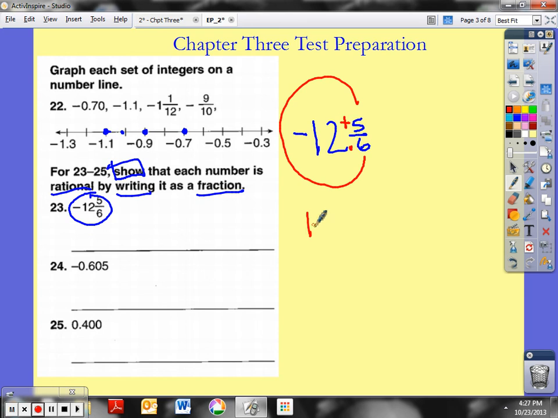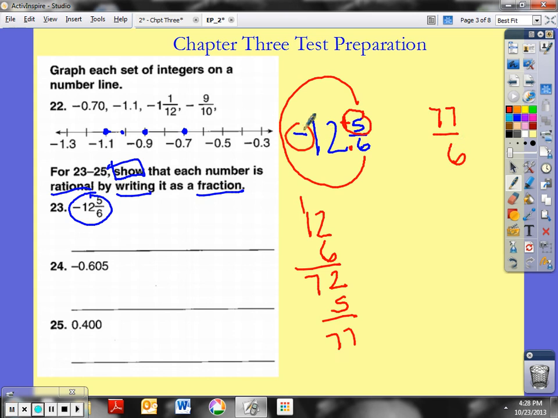12 times 6. That is 72. I now take 72 and add that 5 to it. That gives me 77. It is 77 over 6. Now, this mixed number started as a negative, so the improper fraction would also be negative. So that would be negative 77/6.